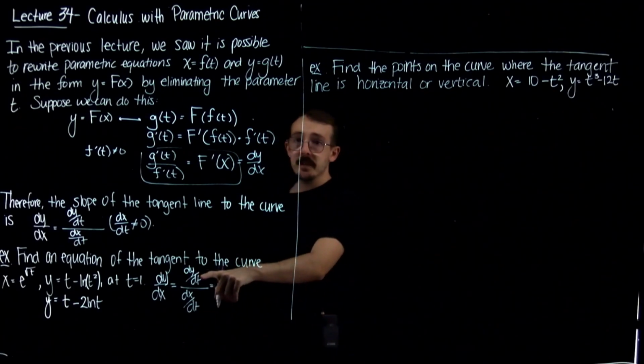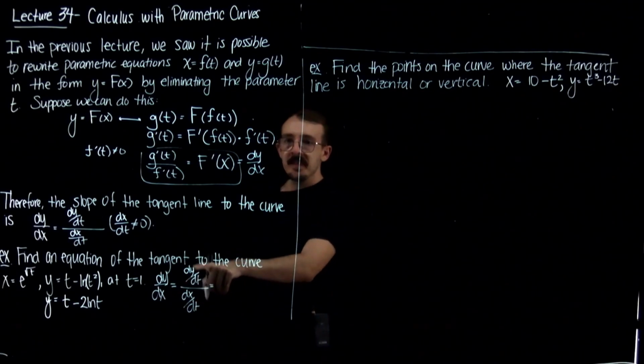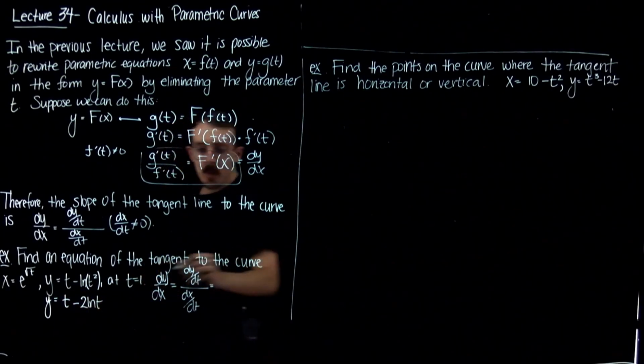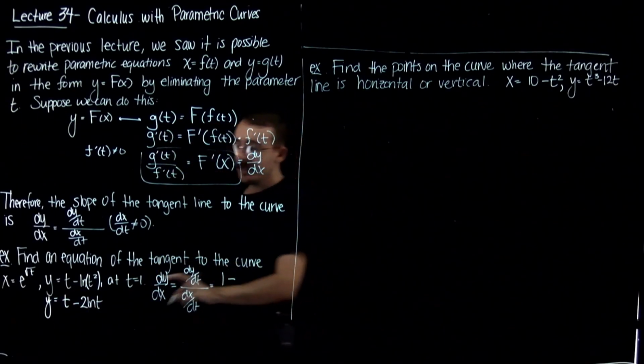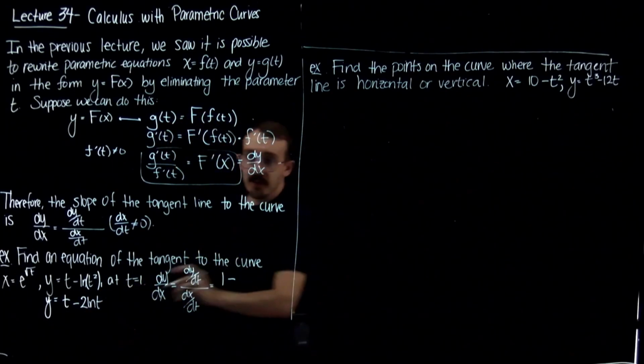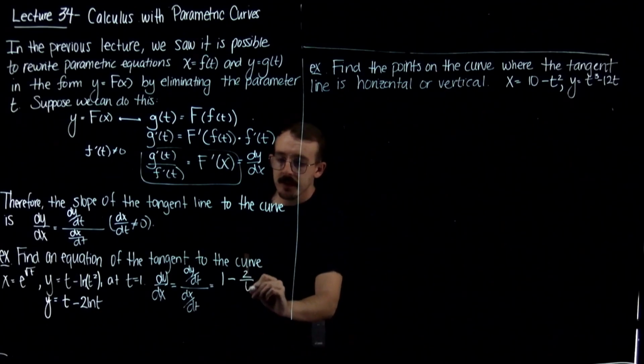So let's compute these separately. The first one is dy/dt. What's the derivative of y with respect to t? Well, the derivative of t is 1 minus, what's the derivative of ln? It's going to be 1 over t, but I have a 2 in front. So this will be 2 over t.